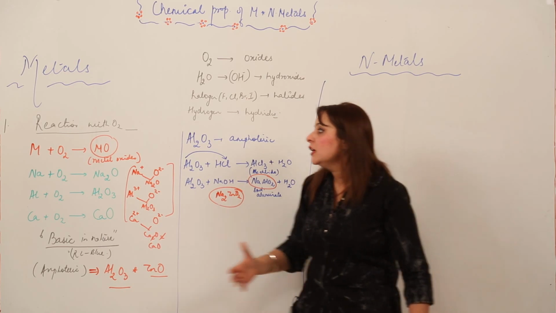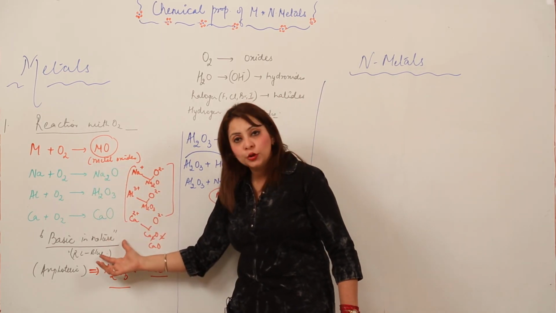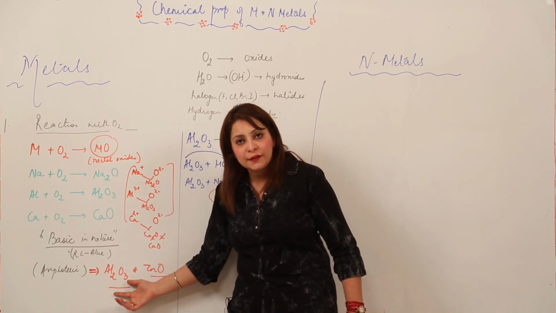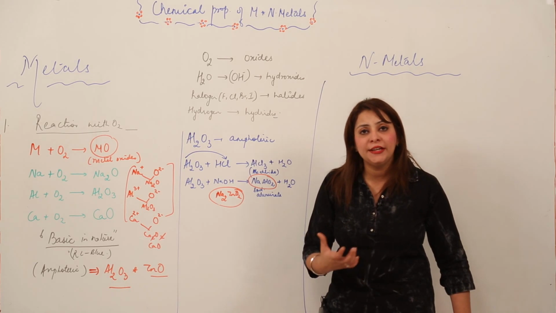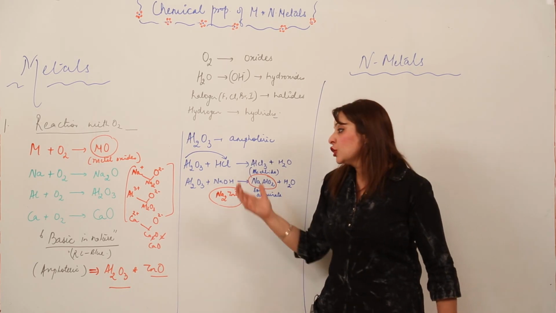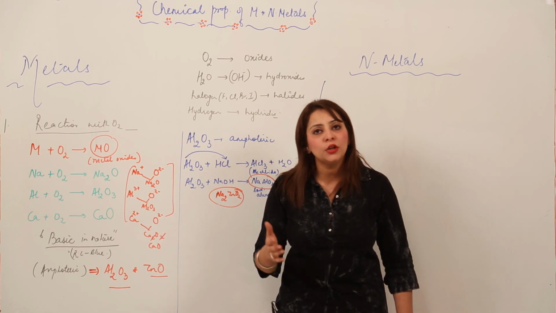I think it's clear that it will form metal oxides with different formulas, and you know the nature also. You are familiar with the amphoteric ones, and you can even indicate the amphoteric nature of certain metal oxides. So this is how we explain the reaction of metals with oxygen.